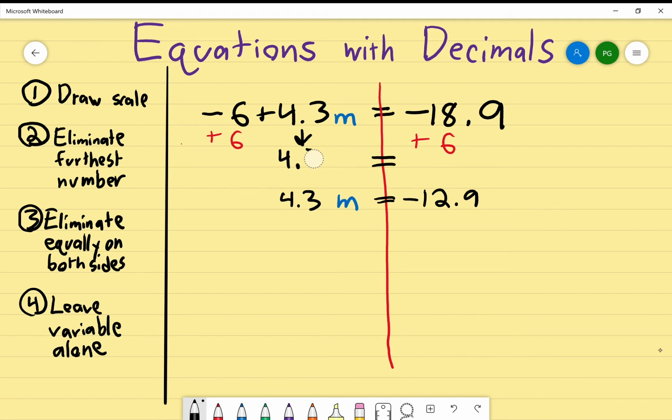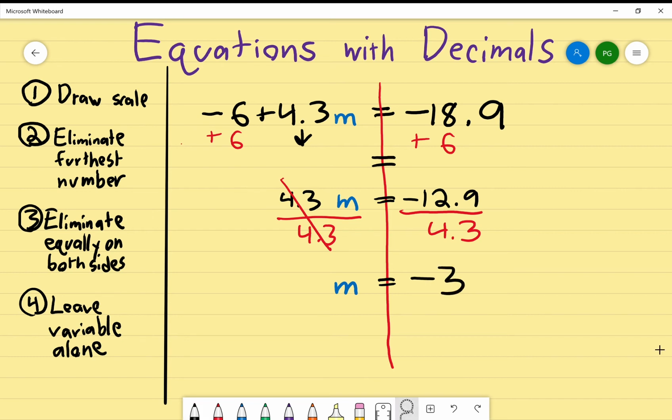Now, here's my question for you. Are you done yet? That's right, you're not. The variable is still not alone. It's currently being multiplied by 4.3. What is the opposite of multiply by 4.3? Divide by 4.3. And I must do it on both sides of my scale. 4.3 divided by 4.3 cancels out, gives me 1, the invisible number. I bring down my m, I bring down my equal sign, and I use a calculator. Negative 12.9 divided by 4.3 equals negative 3. Boom, there I have my answer, okay?